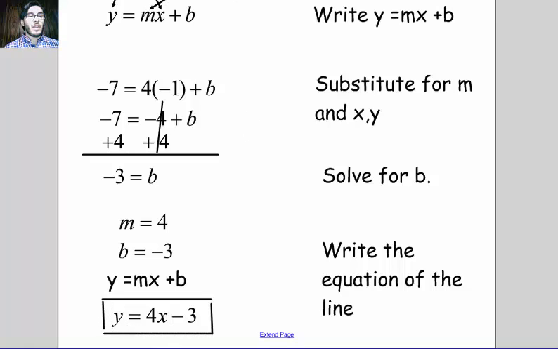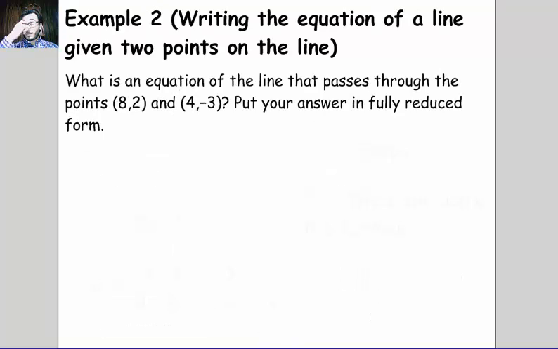All right, let's try example 2. In example 2, it says writing the equation of a line given 2 points on the line. So this time, we're only going to be given 2 points on the line, and we have to write the equation of the line. So let's go ahead and read the question. It says, what is an equation of the line that passes through the points (8, 2) and (4, -3)? Put your answer in fully reduced form.